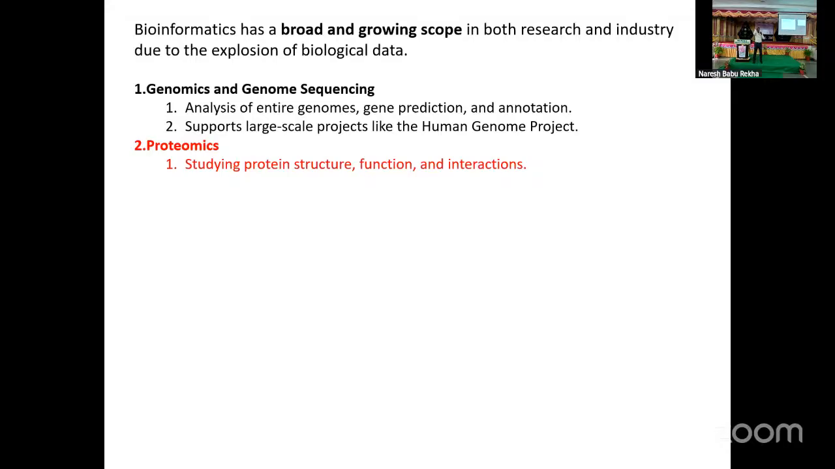Because from your head to your feet, so many proteins are there, so many genes are there. These are all interconnected with your nervous system, with the vascular system, right?